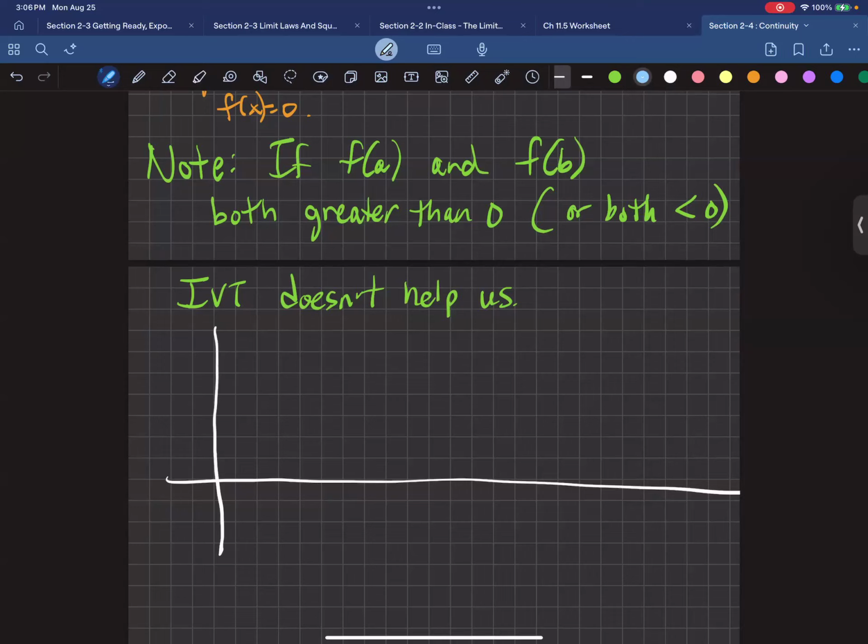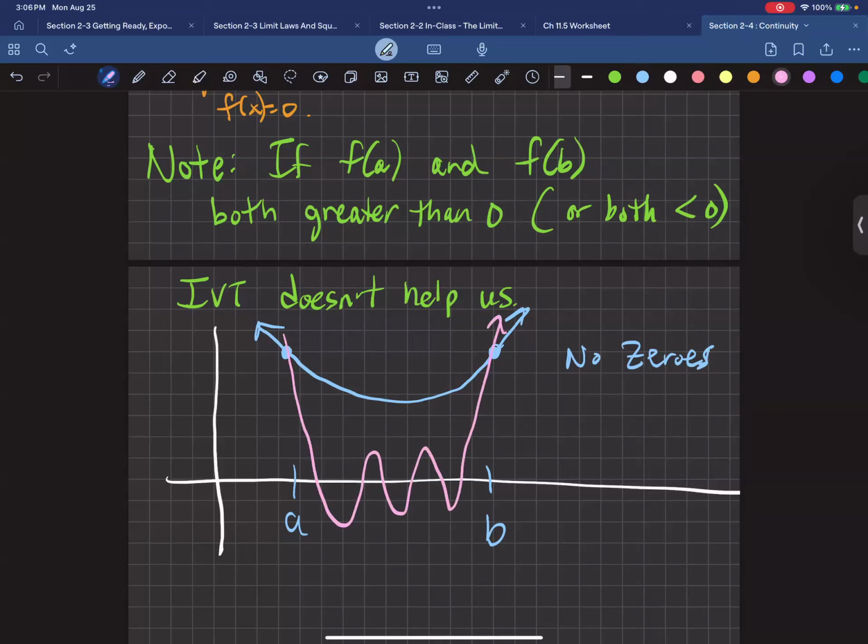Let's say here's A and here's B. I could have a graph like this that does this, and let's say it keeps going. So we have no zeros on the blue line. But it could also do something like this, and we have a bunch of zeros. So IVT doesn't help us if the signs are the same, and it doesn't exclude zeros.